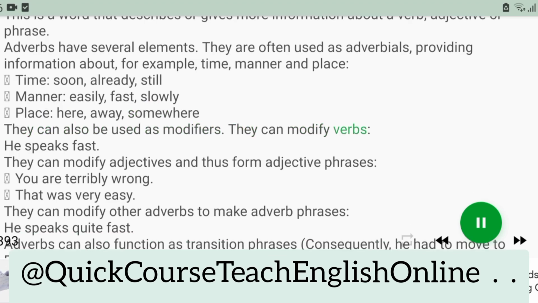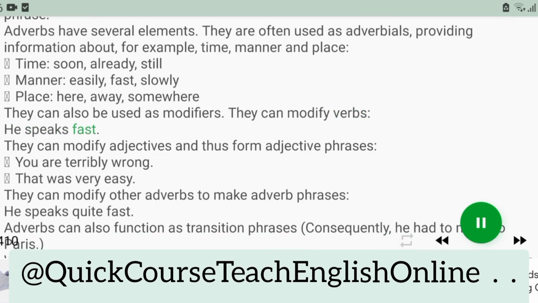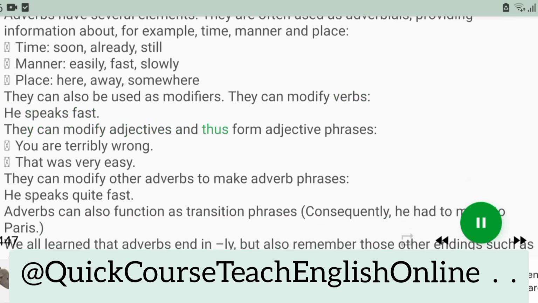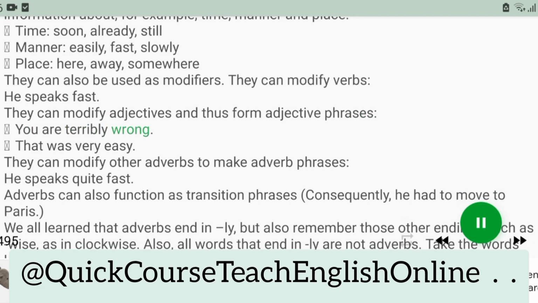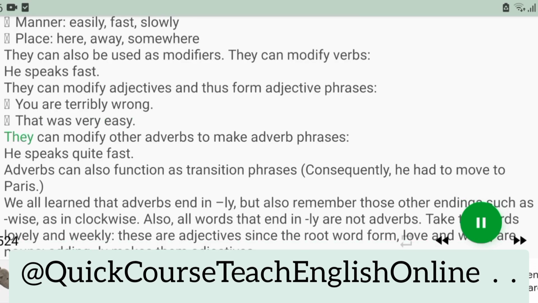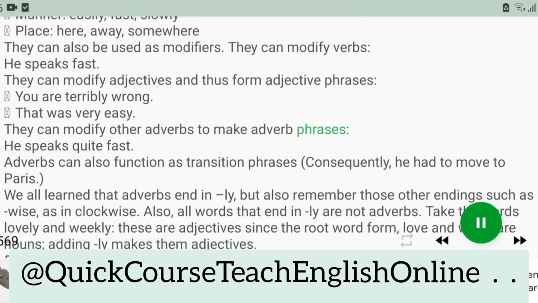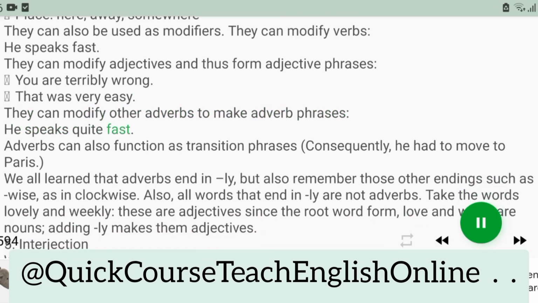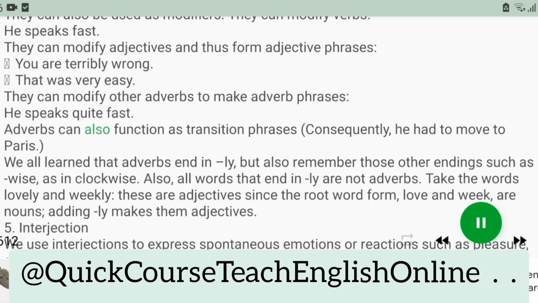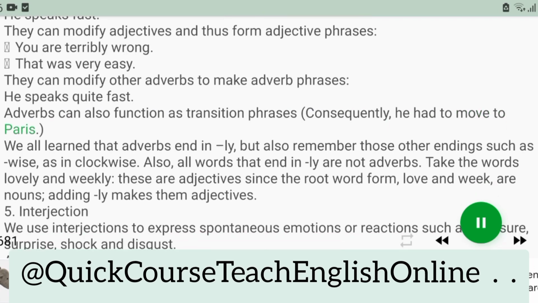They can modify verbs. He speaks fast. They can modify adjectives and thus form adjective phrases. You are terribly wrong. That was very easy. They can modify other adverbs to make adverb phrases. He speaks quite fast. Adverbs can also function as transition phrases. Consequently, he had to move to Paris.